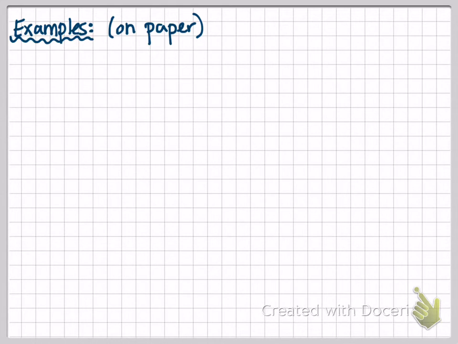Okay, the first example we're going to do together is just k to the negative 5th, and I'm going to simplify that and write it without a negative exponent, and that would give me 1 over k to the 5th.